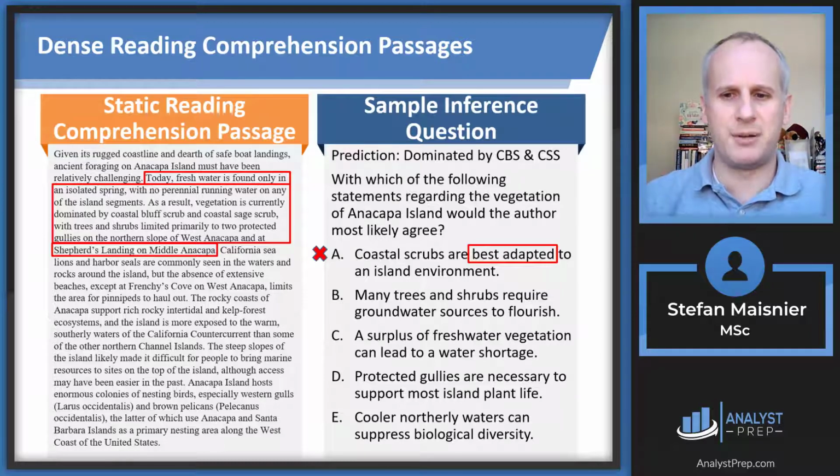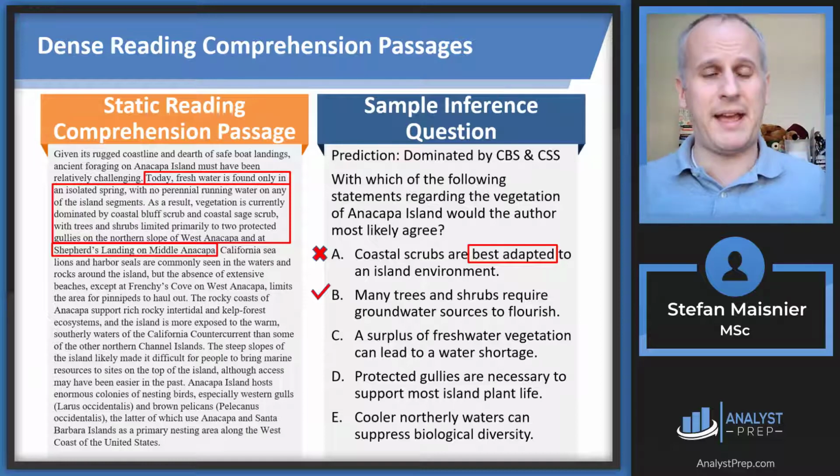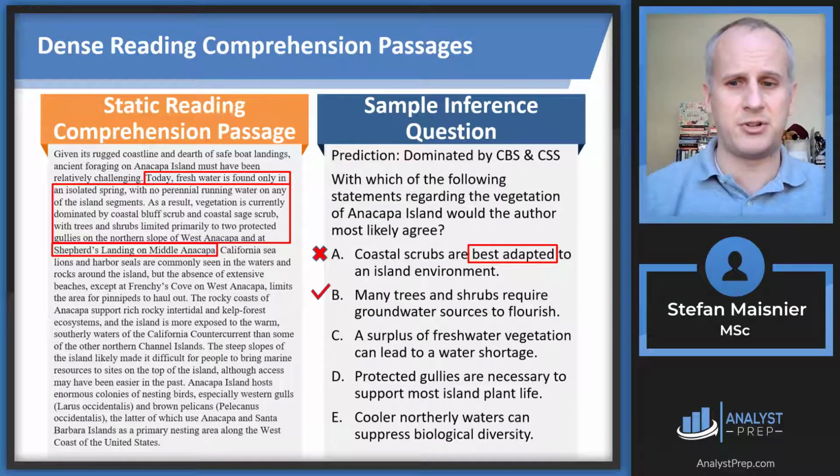Many trees and shrubs require groundwater sources to flourish. Oh, so we've got isolated spring and no perennial running water. So that means there's no water tied to these trees, and it's because of this that the vegetation is dominated by the CBS and CSS. So this actually matches pretty well to the passage if you synthesize the information.